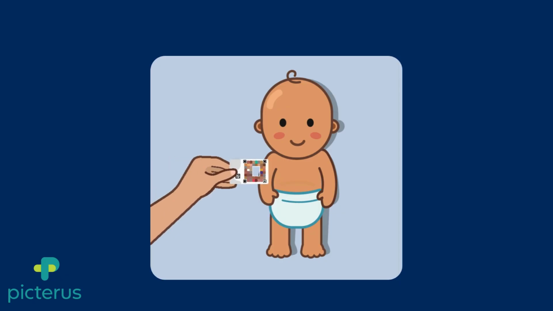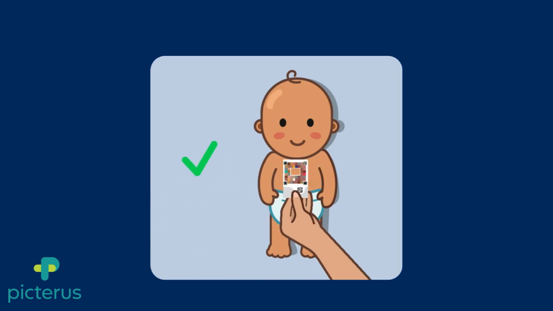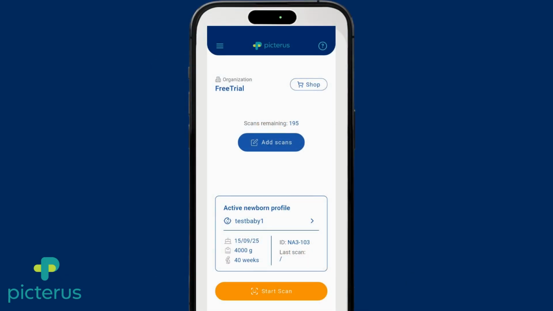Place the calibration card on the chest of the newborn. Make sure the card is lying flat and there are no shadows across the card. Press Start Scan on the app when you're ready.